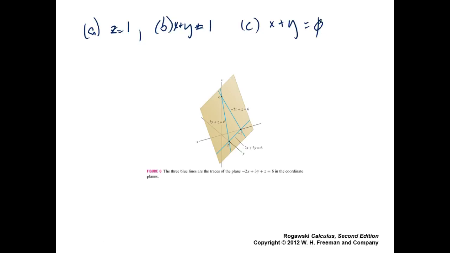Which of the following planes contains the z-axis? Z is equal to 1, x plus y is equal to 1, or x plus y is equal to 0. C again? Okay. That sure seems like it fits to me, because x plus y equals 0. Here's your xy plane, and if x plus y is equal to 0, that would be a line that would be this diagonal here.